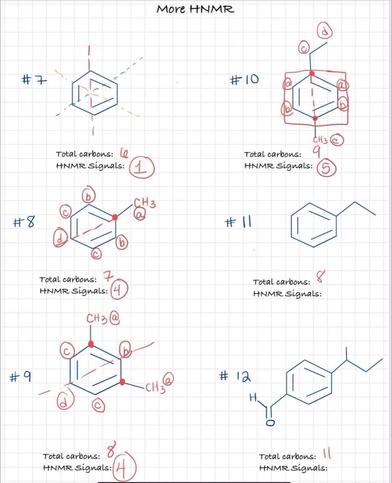Number 11. Again, same idea. This carbon doesn't have a hydrogen. Both of these are the same. These. So you see, it starts to move a lot quicker. Then you have your ethyl group. So D and E, giving you 5. Number 12 is a little challenger.